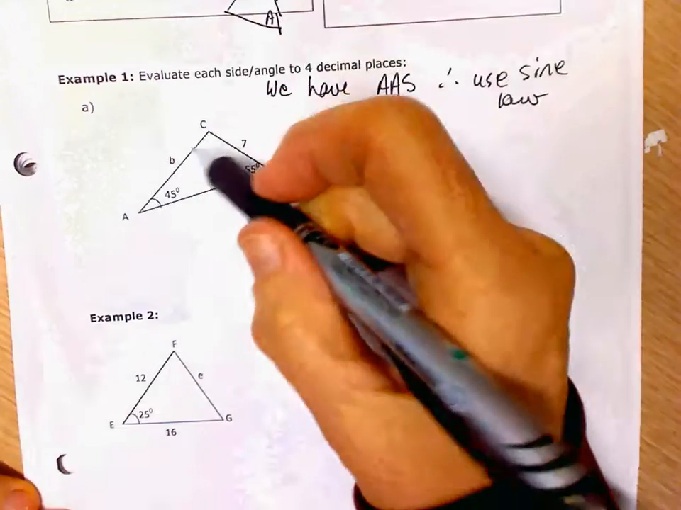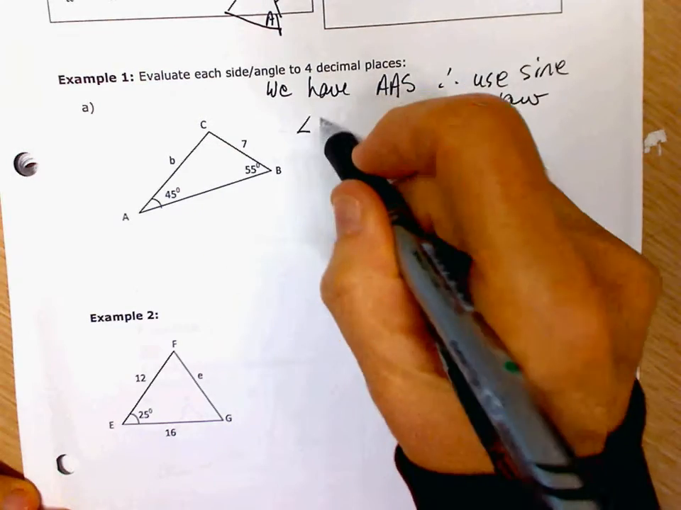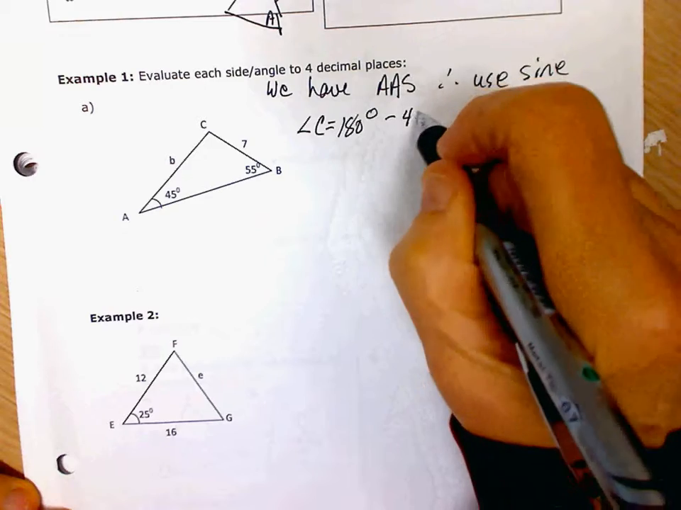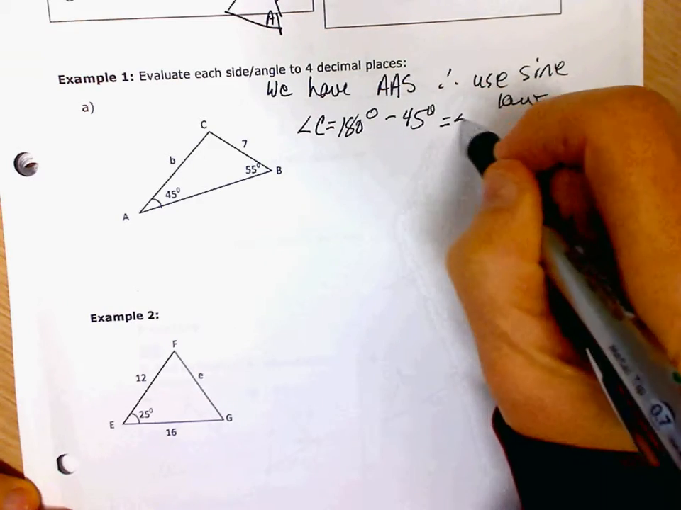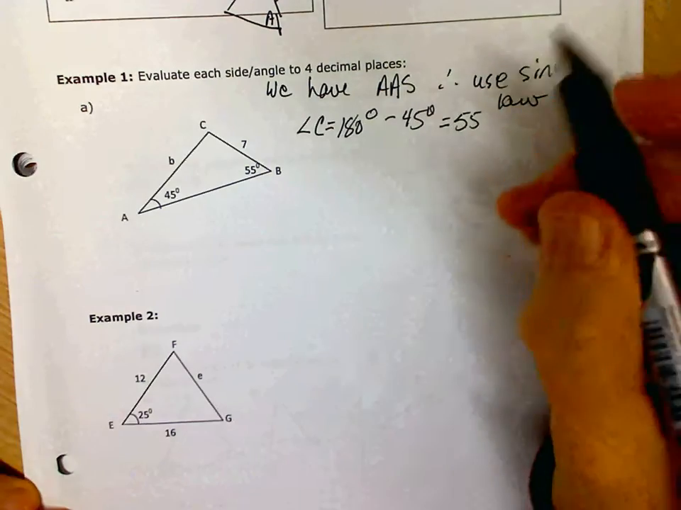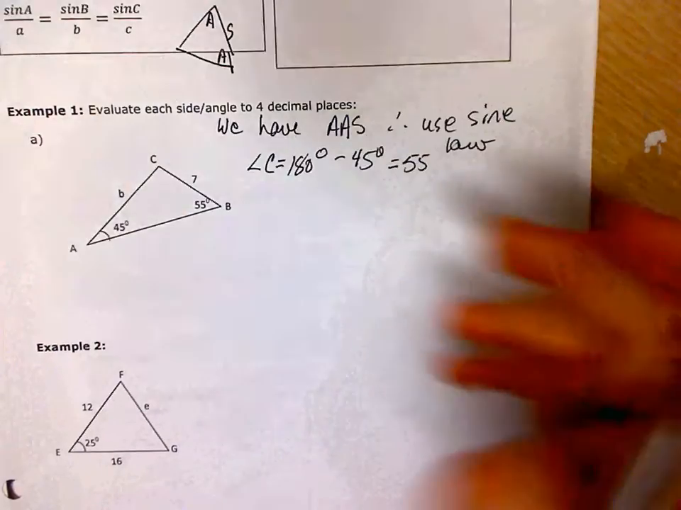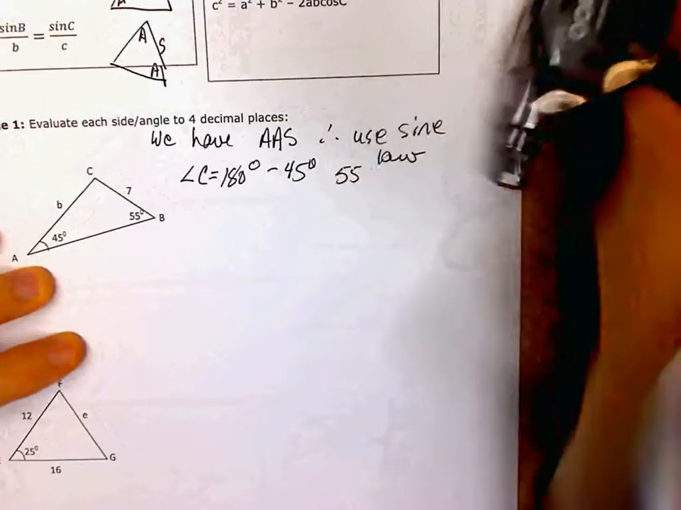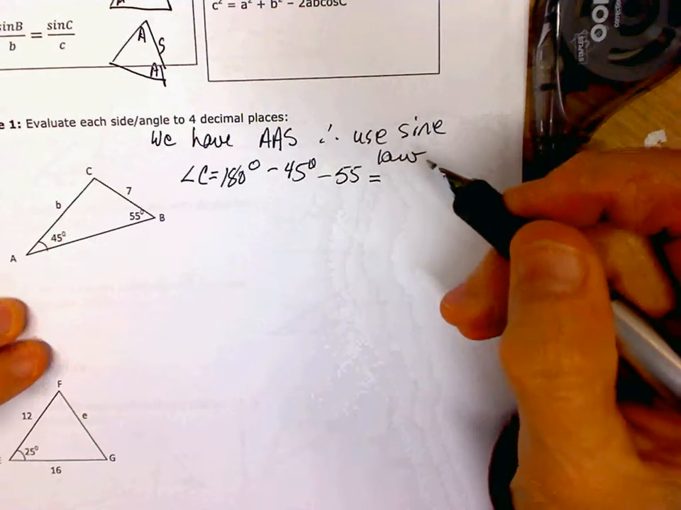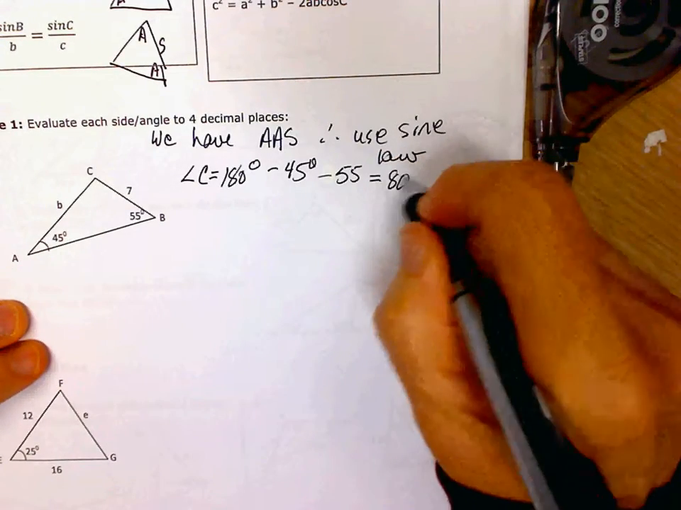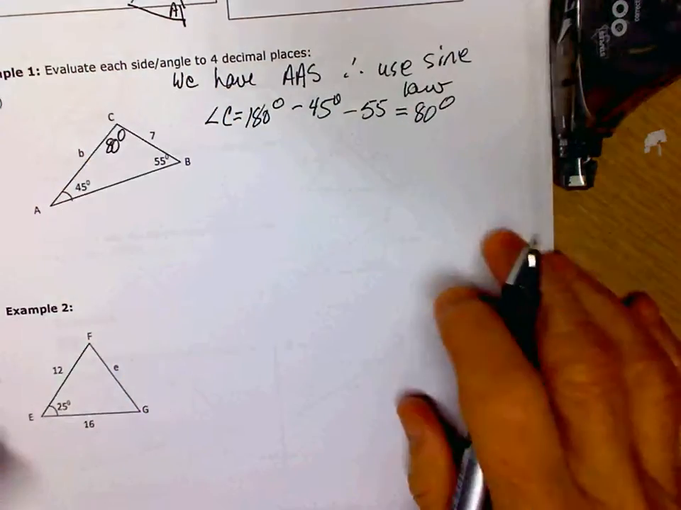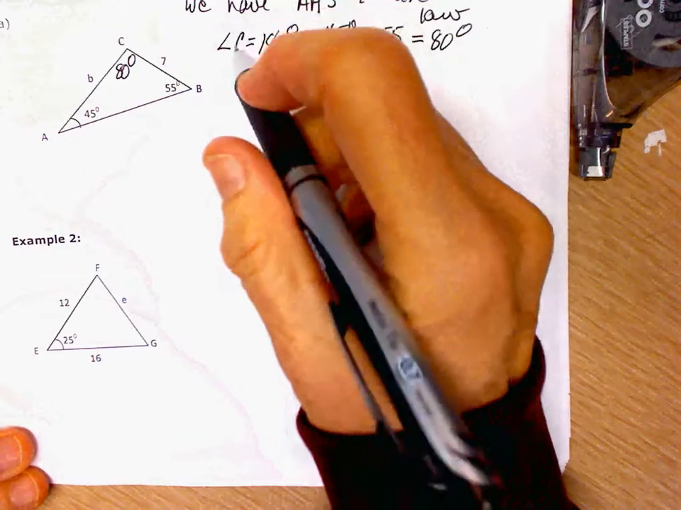Can we find angle C? 180 minus 45 minus 55. Oh, that should be a minus sign. Minus 55. There we go. That is equal to 80 degrees. Okay, so now we have the 80 degrees. Why don't we put that in? And we can set up our sine law.